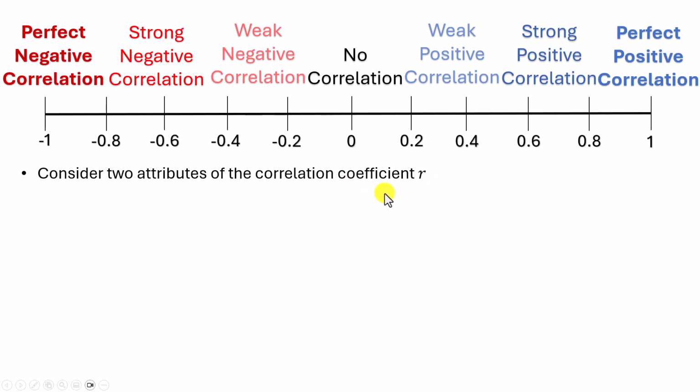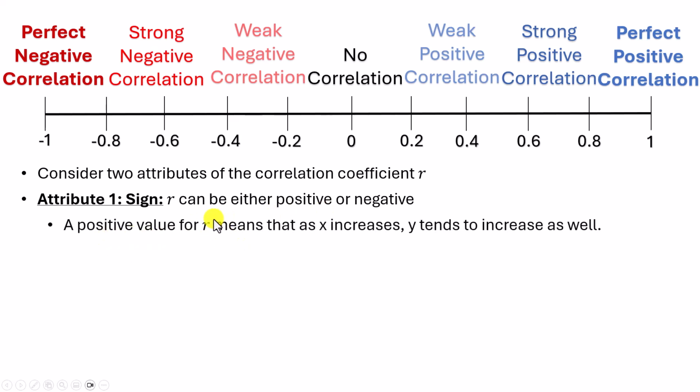Okay, so we can consider the two attributes of the correlation coefficient r. There are two things you consider whenever you are interpreting or describing the correlation coefficient. The first thing you should consider is the sign, meaning r can be either positive or negative. A positive value for r means that the two variables basically go in the same direction. So if x increases, then y is going to tend to also increase.